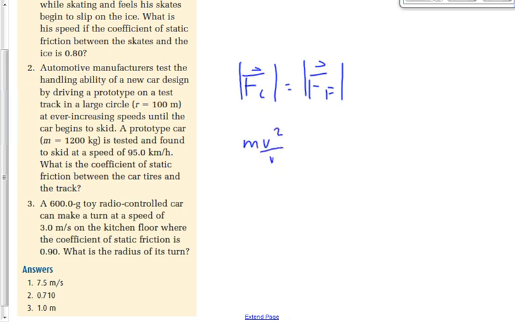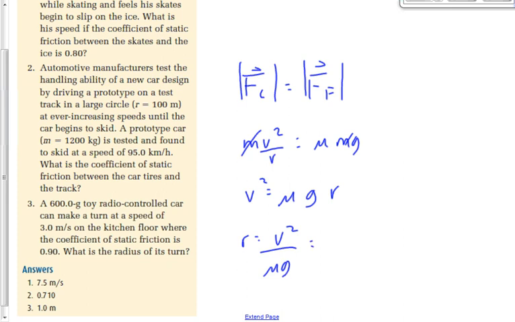All right, we got mv squared over r equals mu times the normal force, which again on a flat horizontal surface is mu times m times g. M cancels, so we don't need to know that it's a 600-gram toy. We don't need to convert it to kilograms because mass is gone. Looking for r. We get the r up to the top by multiplying, but then we've got to get the mu and the g down by dividing. So it becomes r is equal to v squared over mu times g.